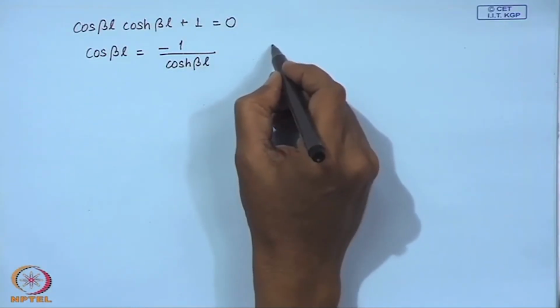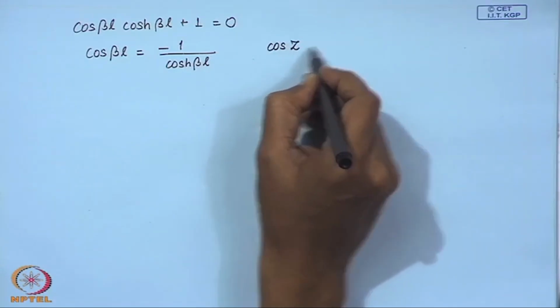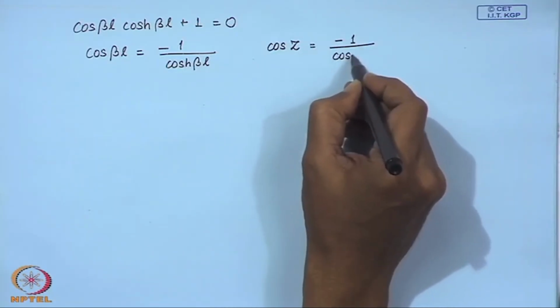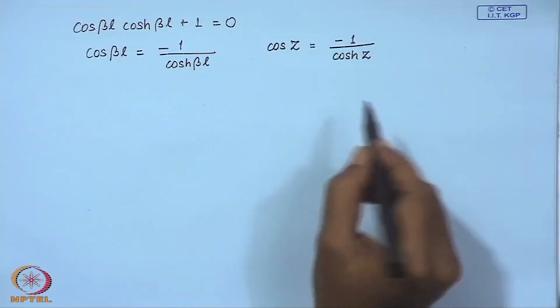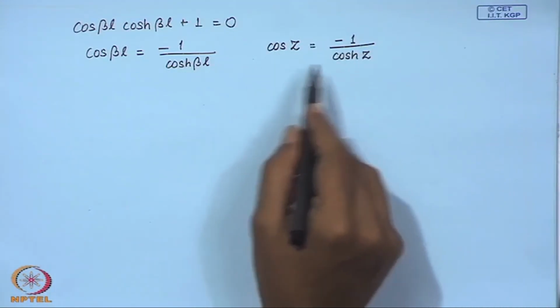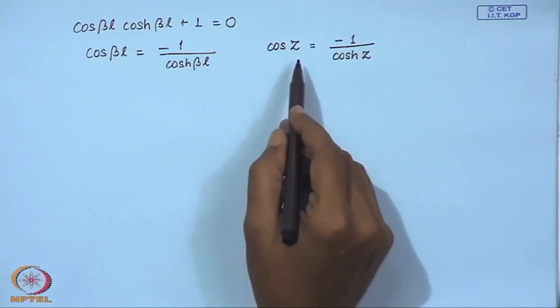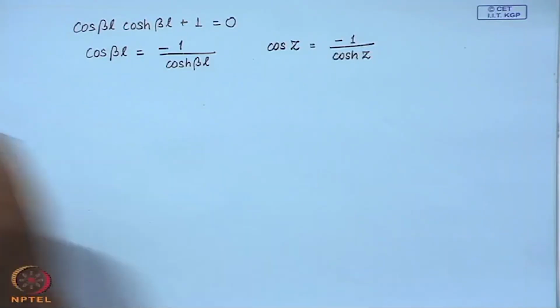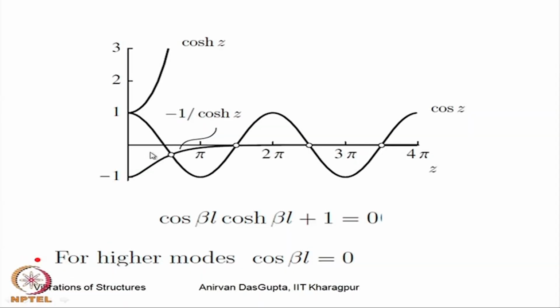So, essentially we have plotted these two functions, and wherever they match, that gives us a solution of z, which is the solution of beta L. Now, let us look at this figure once again.